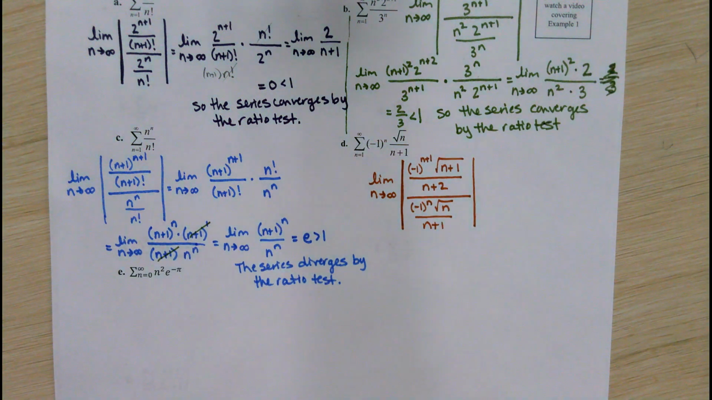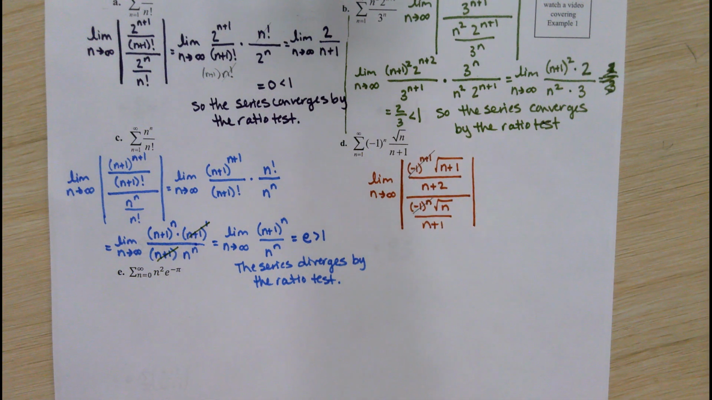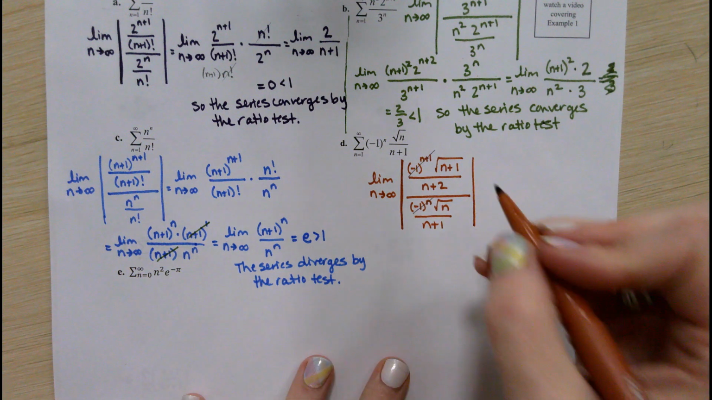Okay, so this time, in order to get the absolute values to go away, I'm actually going to need to eliminate, get rid of those negative 1 alternating components. All of the other parts of this are positive.